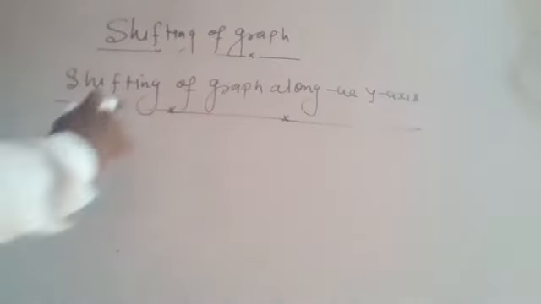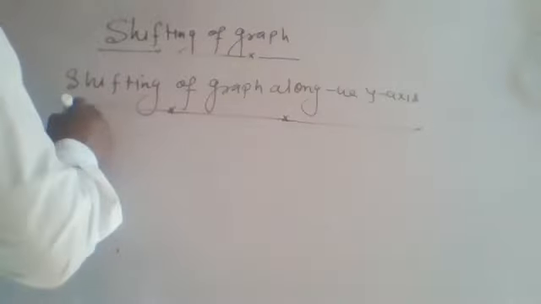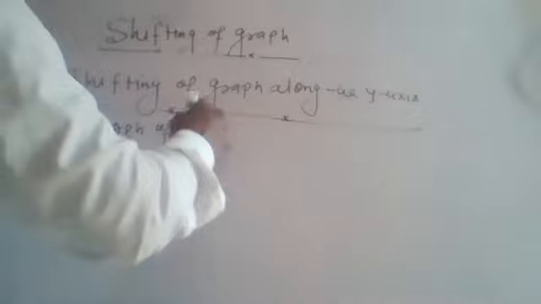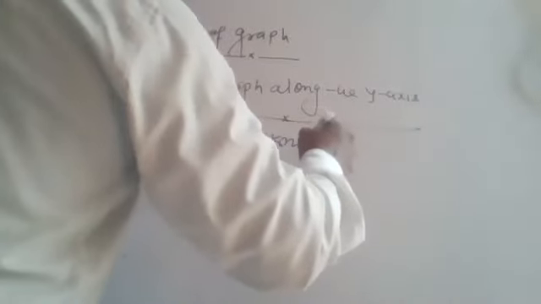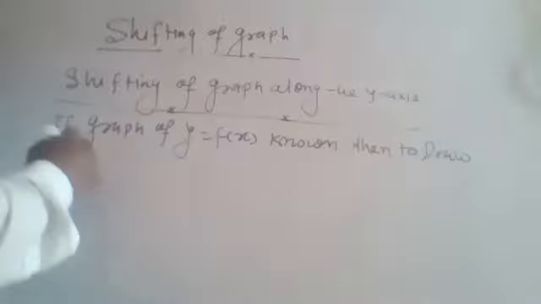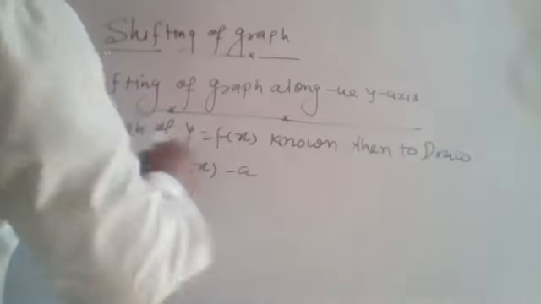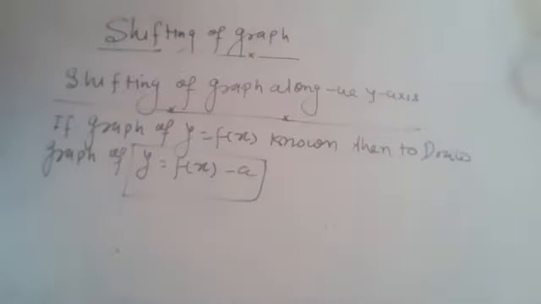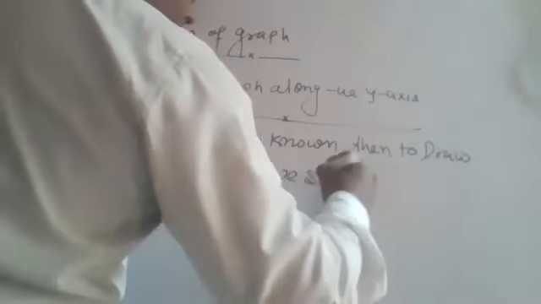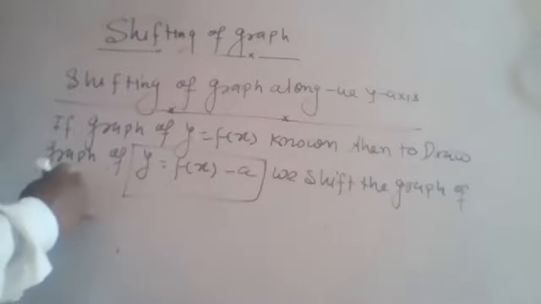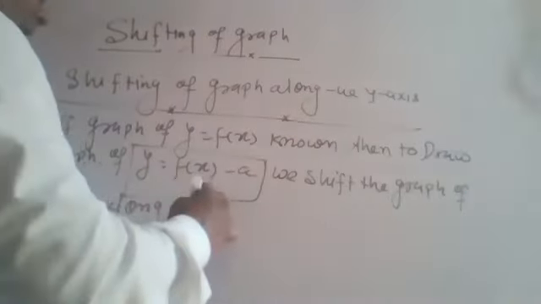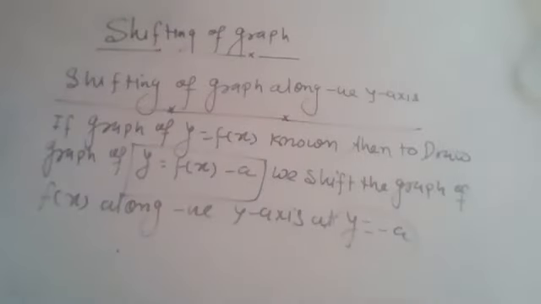When we talk about the shifting of graph along negative y-axis, if the graph of y equals f(x) is known, then to draw the graph of y equals f(x) minus a, where a constant is subtracted from the overall function, we shift the graph of f(x) along negative y-axis at y equals minus a.